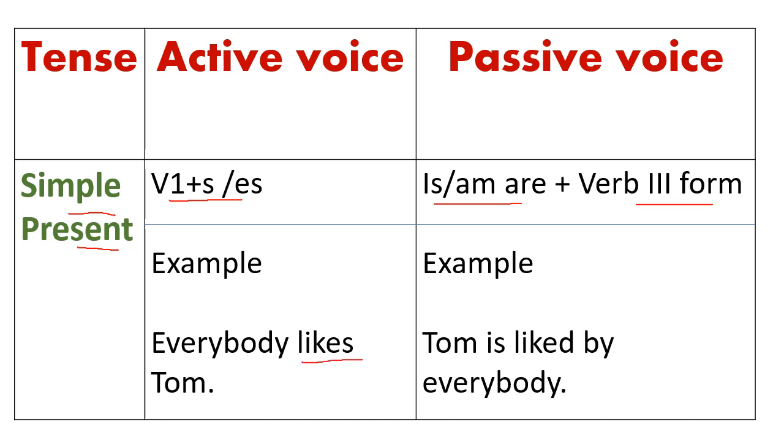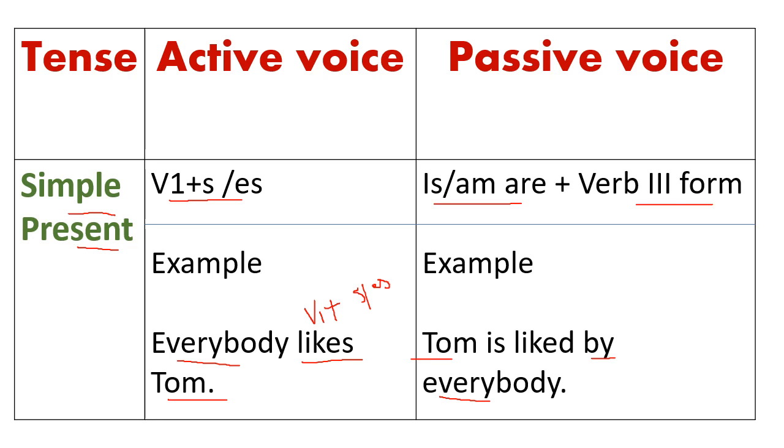Everybody likes Tom. Likes shows that in this sentence we are using V1 plus S or ES. So according to the rule, V1 plus S or ES will change into is, am, are plus verb third form. But before that, subject will become object and object will become subject. And before the object in passive voice we will write by. So first of all I have written Tom. I have made the object the subject. Tom, leave the space for the verb, then write down by everybody.